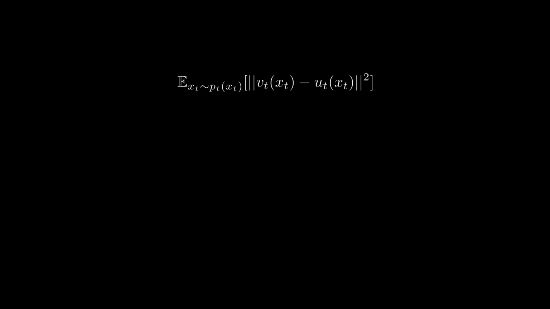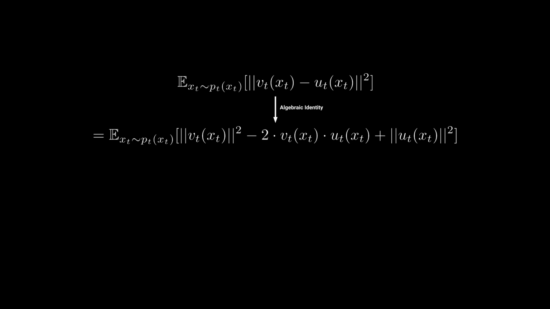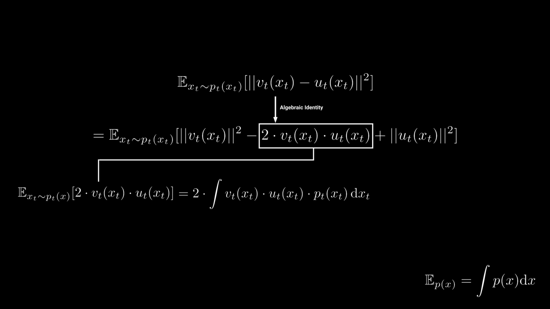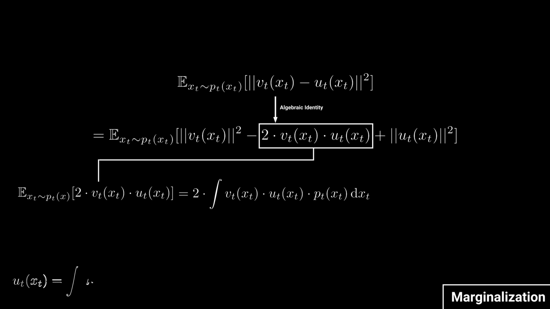First of all, we applied the algebraic identity, what you might have learned in school already, and now we will focus on this middle term here. We can rewrite an expectation to an integral with this reformulation. Now the next step might come a bit out of nowhere, but I will explain this in a second. We will apply marginalization and will rewrite ut of xt as the following.